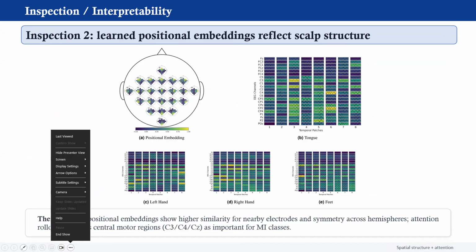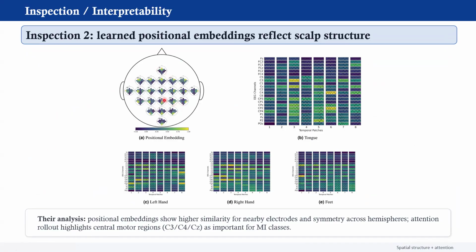Can I zoom in to the figure? Okay, because it's hard to see like this, but basically what they've done is that they have tried to look at the cosine similarity between the positional embeddings of an electrode at a particular location versus all the other positional embeddings. Yeah, maybe just, oh, okay, I don't think that'll work either.